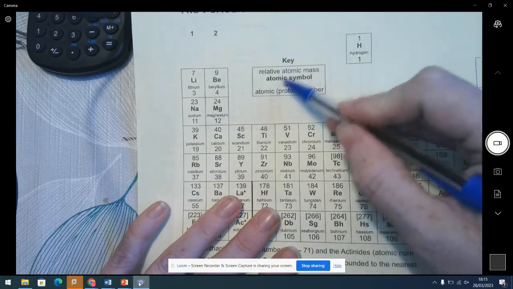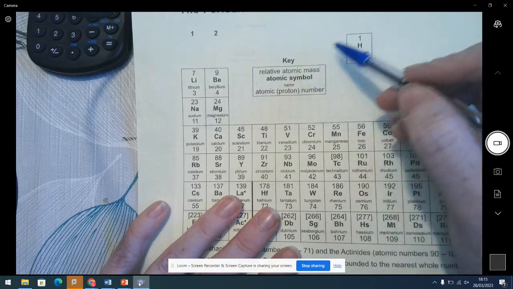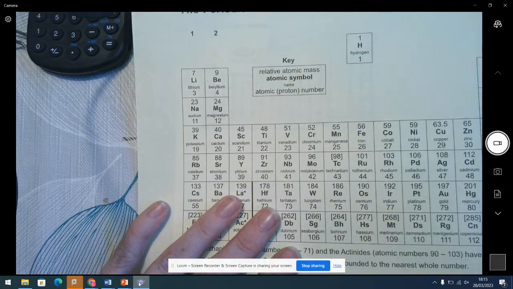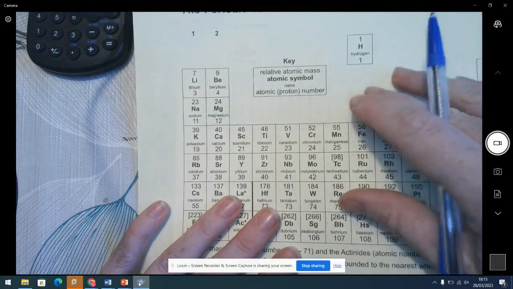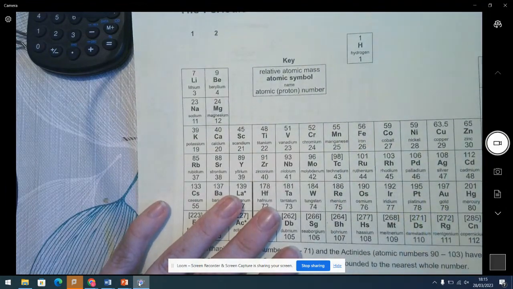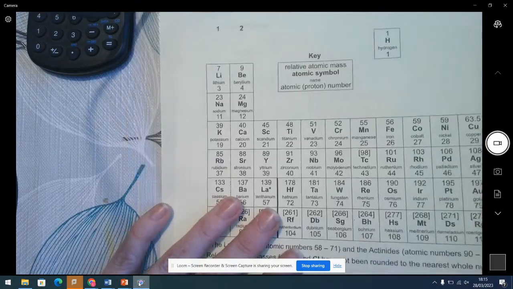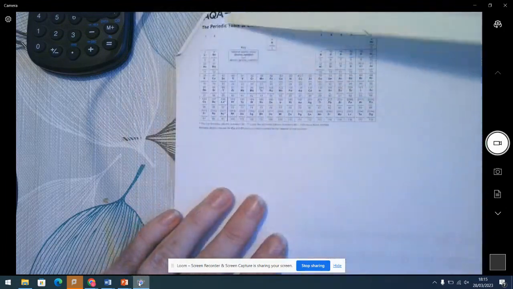So it's important that we use this key because you are sometimes expected to be able to identify the number of protons, neutrons, and electrons that elements have. And you also need to use this to be able to draw atoms. So it's important we're able to interpret that. And that's what we're going to look at now.